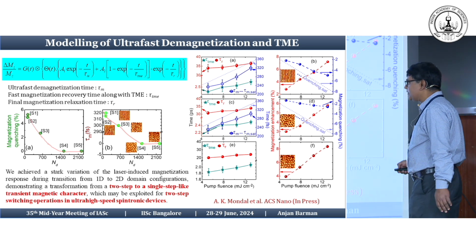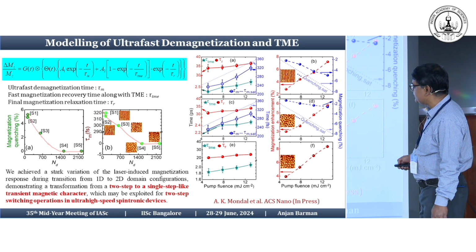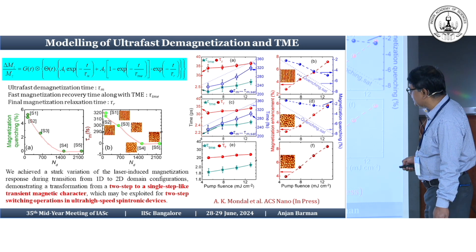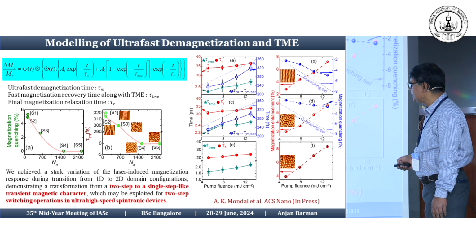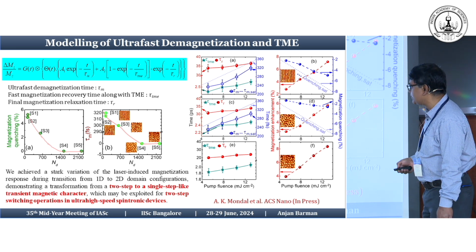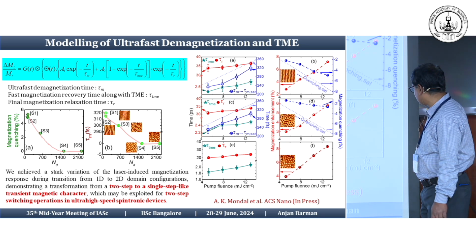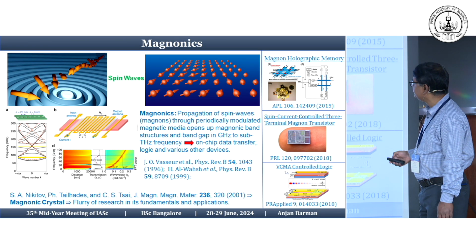So here we observed a stark variation of the laser-induced magnetization response during transition from 1D to 2D domain configuration, and that demonstrates a transformation from a two-step to a single-step like transient magnetic character, and that can be used for a two-step switching operation in ultrafast spintronic devices. And this paper has just been published.